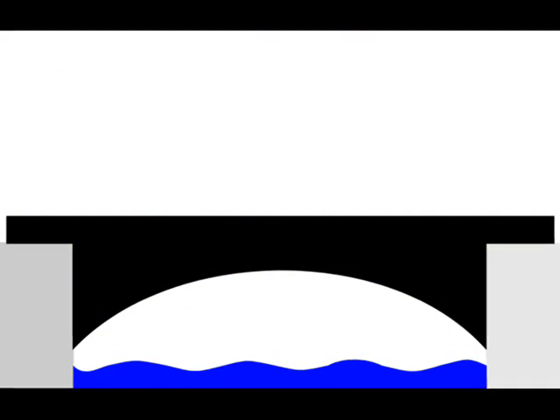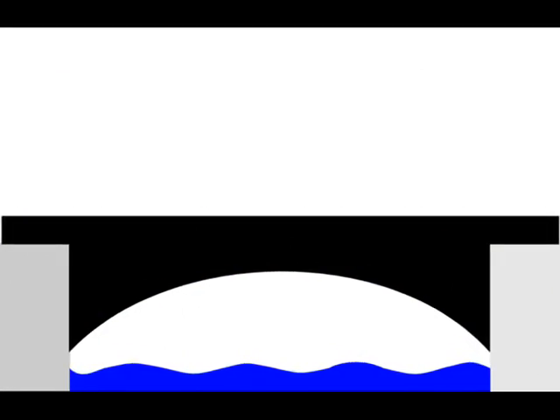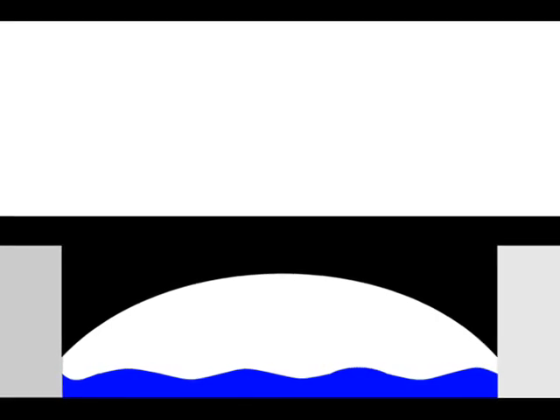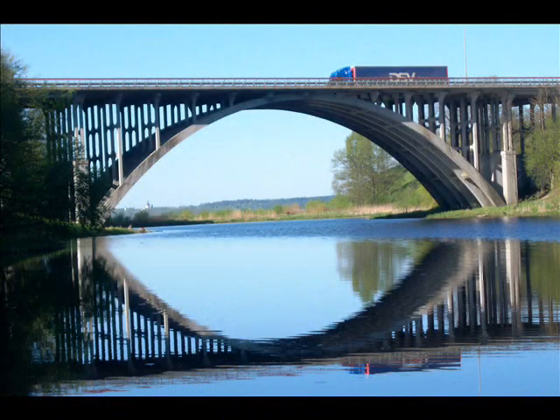An arch bridge is a bridge with abutments at each end, shaped as a curved arch. Arch bridges work by transferring the weight of the bridge and its load partially into a horizontal thrust restrained by the abutments on either side. A viaduct may be made from a series of arches, although other more economical structures are typically used today.